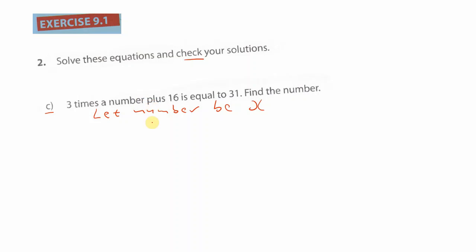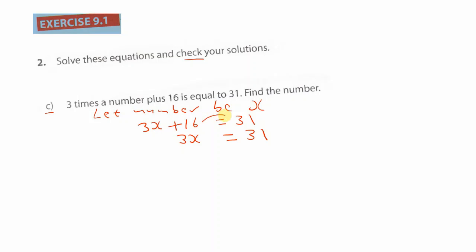3 times a number, so 3 times x, because our number is now x, plus 16, so we add 16, equals 31. And now we can solve. We didn't say by inspection specifically, so we can use any method. So we know our strategy is get the letter of the alphabet on the one side, the numbers on the other. So I'm going to keep the 3x on the left. I will have my numbers on the right. 31 is already there, so nothing to do.